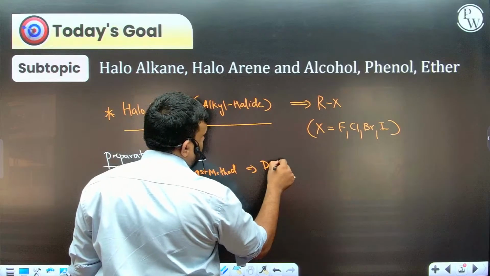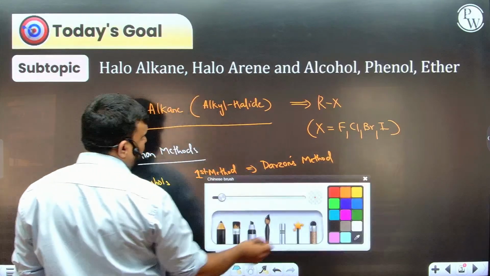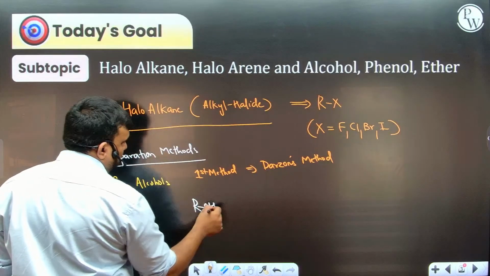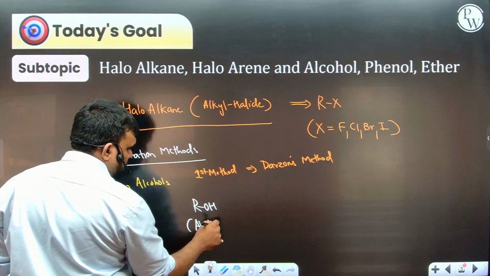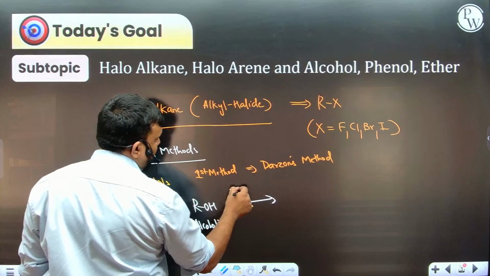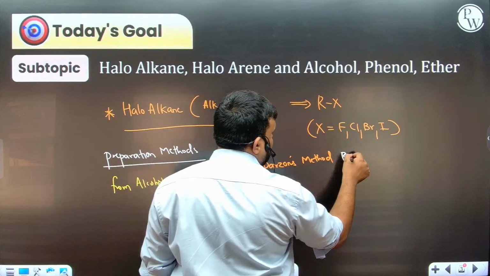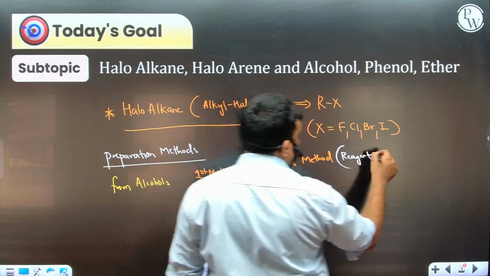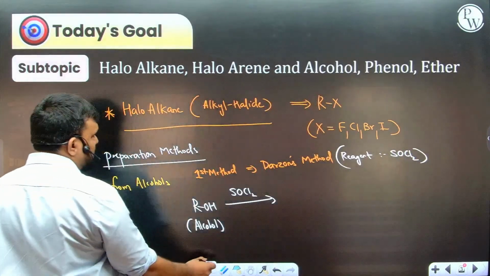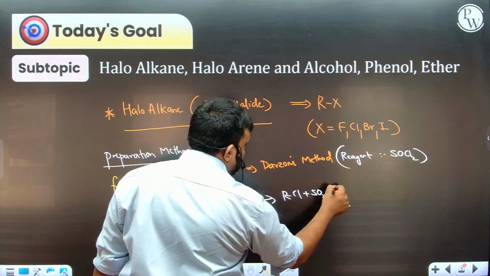Darzan's method. In this we have the reaction of alcohol, ROH, with the reagent SOCl2. So you have to write that the reagent used in Darzan's method is SOCl2. Reacting it with SOCl2, it gives RCl plus SO2 plus HCl.